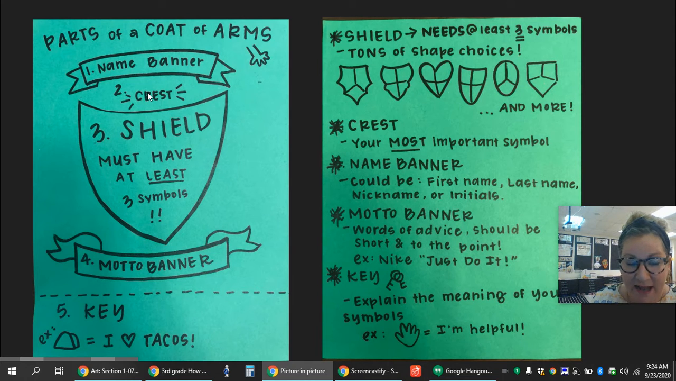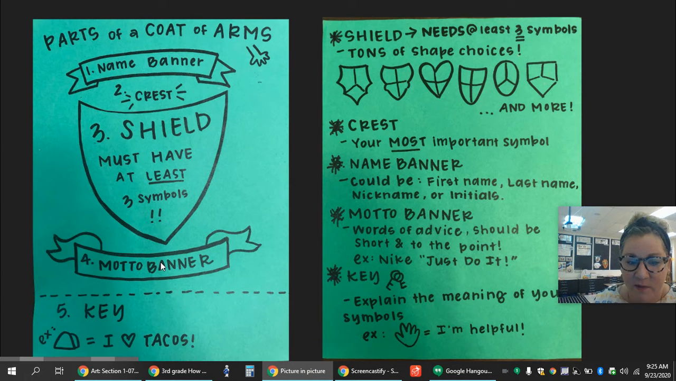Next thing is the crest, the number 2 spot. It says the crest is the most important symbol about you. So we said, hopefully, the most important thing about you is not that you like pizza, right? We all do love our favorite foods, but it's probably not the most important thing about who you are, right? In your shield shape, you have to have at least 3 symbols. So right here in this spot. And on the back of the page, there are some examples of how you could draw your shield shape and how you could divide it out. Up to you, be creative. So at least 3 symbols there, okay?